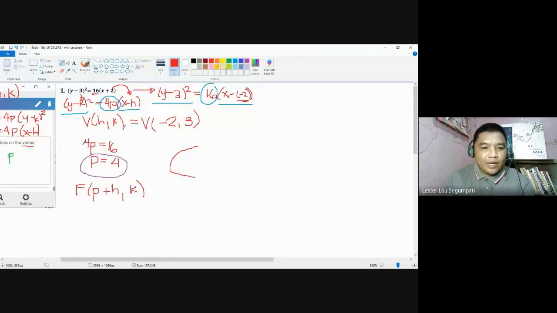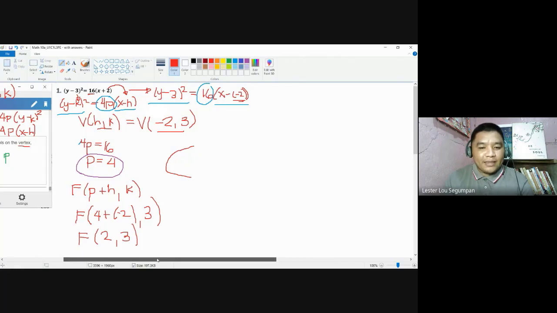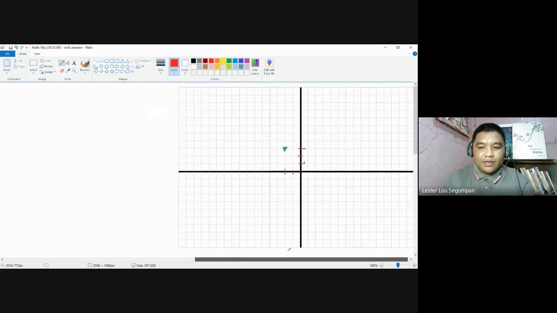So we have here our h and k earlier. Let's try to substitute. The focus is our p value 4 plus h, which is negative 2, and then you have k, 3. So 4 plus negative 2, that's positive 2. Our focus is at positive 2, and then 3. If you're going to plot this here, 2 and 3, it's somewhere here. 1, 2, 1, 2, 3, the focus is here.